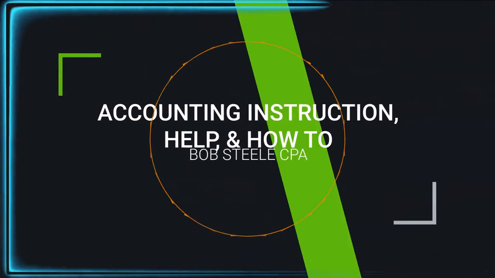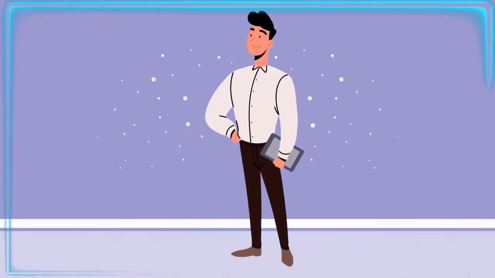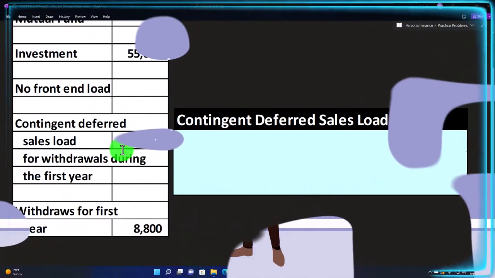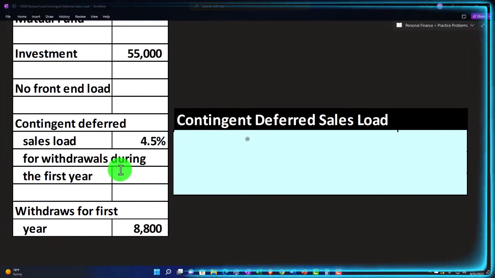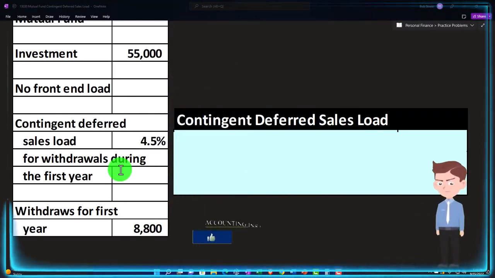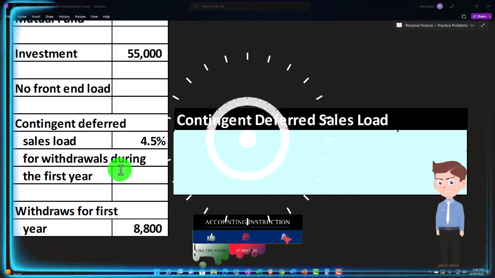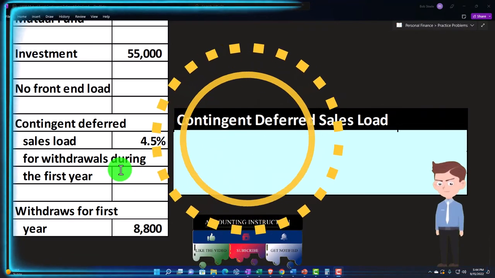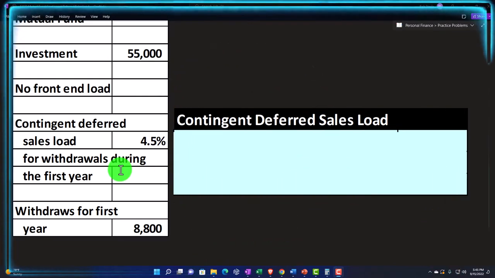There's no front-end load, meaning no commission charge, possibly because we're buying it directly from the issuer of the fund. So the contingent fee, the sales load, is 4.5% for withdrawing during the first year. So we're imagining a rule saying you can invest in the mutual fund, but if you take the money back out within the first year, we're trying to disincentivize people from doing that, because that makes the mutual fund have to manage that process by buying and selling the stocks underlying the mutual fund, which they're trying not to do. They're trying to keep that somewhat stable. They're going to charge you the fee.